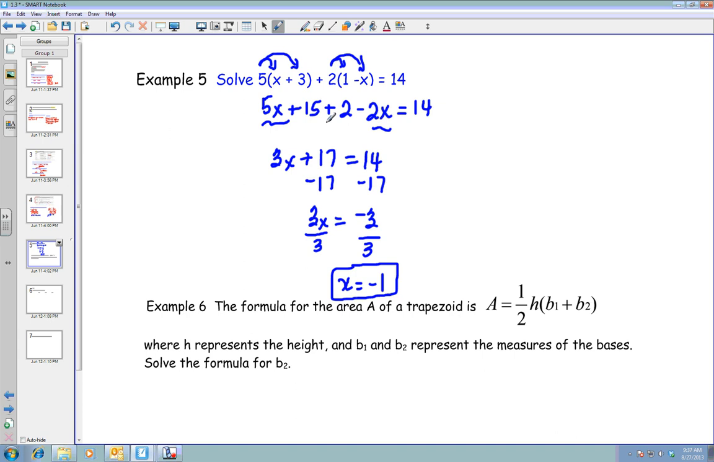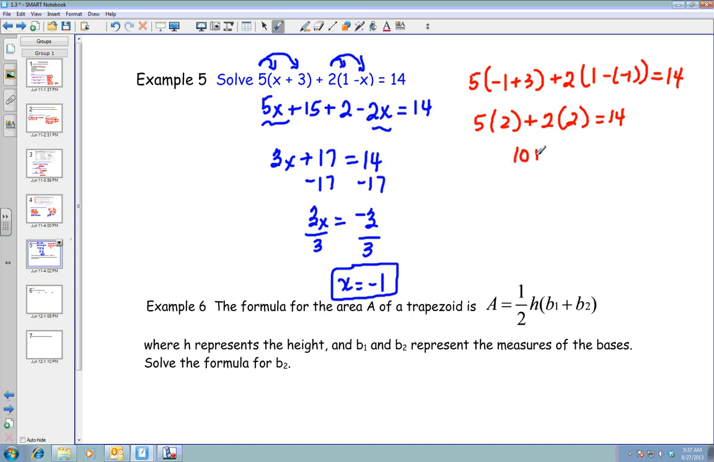And we could check this by plugging negative 1 back in and see if we get 14. I'm going to do that real quick. So I have 5 times (negative 1 plus 3), plus 2 times (1 minus negative 1), and that should give me 14. So that's 5 times 2. 1 minus negative 1, that's going to be 2. So 10 plus 4 is 14.